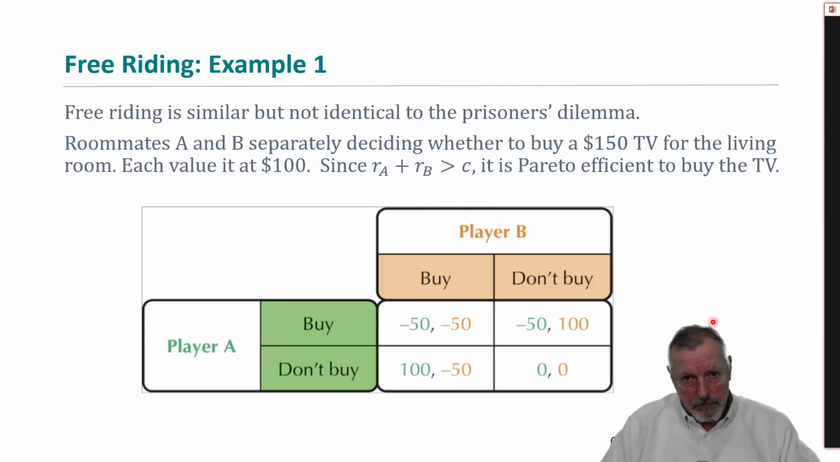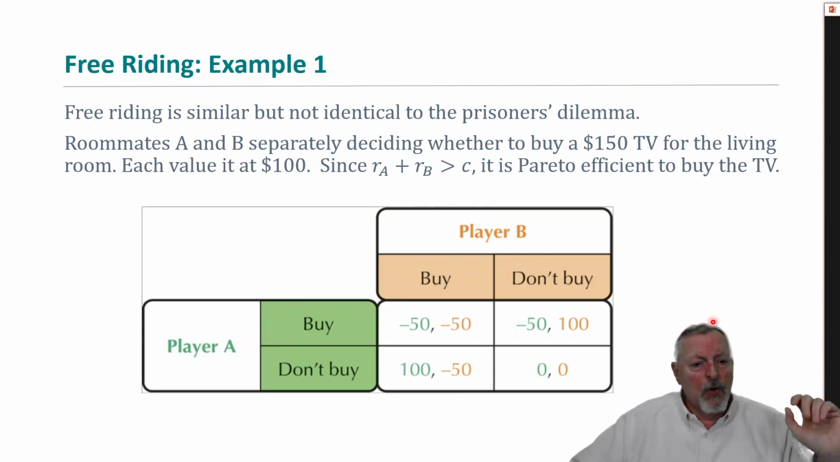Each roommate has a private reservation price, a private willingness to pay of $100. Each would be willing to pay up to $100 for it because they get $100 benefit from having a TV in the living room. Also, more than one TV doesn't benefit them any more than having just one. Okay, let's look at this from a game theory perspective.